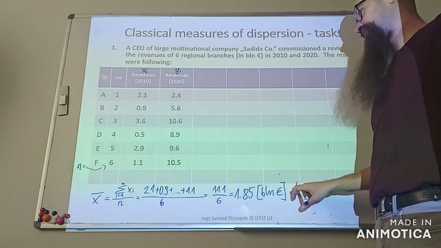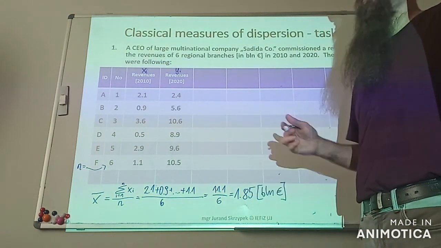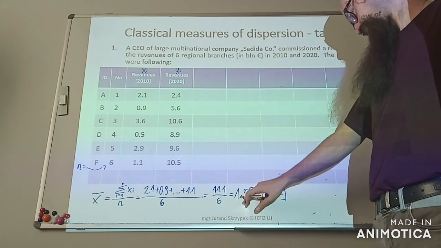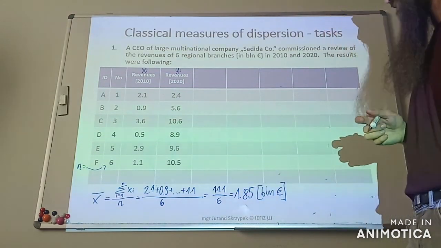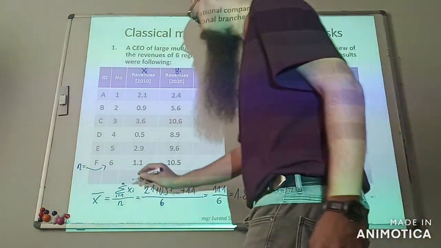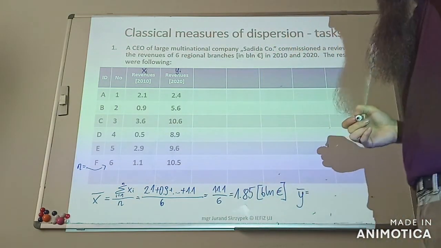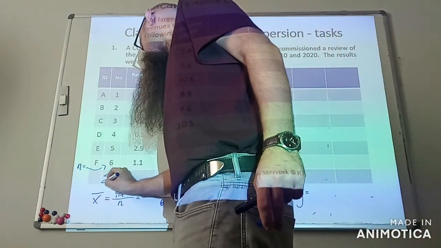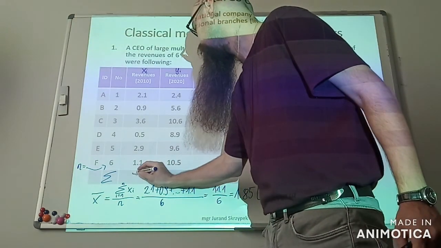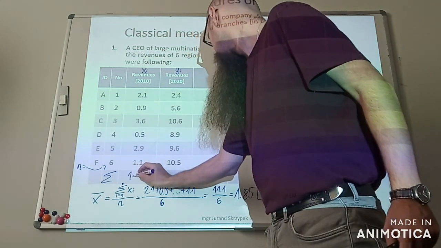The average level of the revenues in 2010 in 6 regional branches was equal to 1.85 billion euros. And we can do the same thing with the revenues from 2020, sorry. Here we have 11.1.